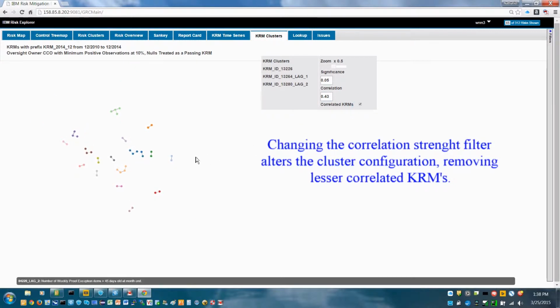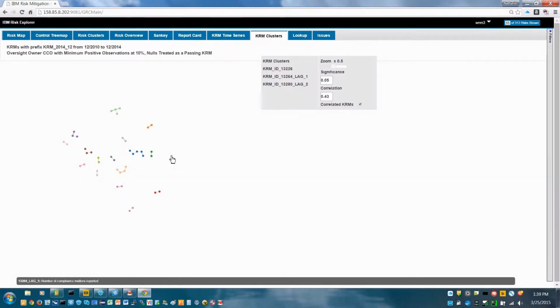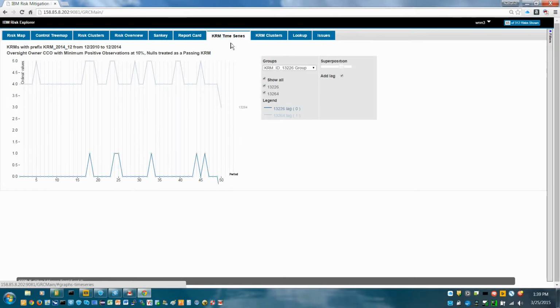So now we can see that for that old cluster there are only 2 members now, and we can go back and look at those 2 time series to see those 2 timelines that we thought appeared more similar than the third.